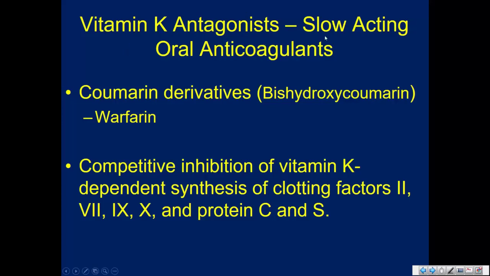Oral vitamin K antagonists are also widely used. They're slow acting, so they're not fast acting like heparin. So they're not used during emergent situations like the heparins often are, as I already discussed. They're slow acting and they're given orally.